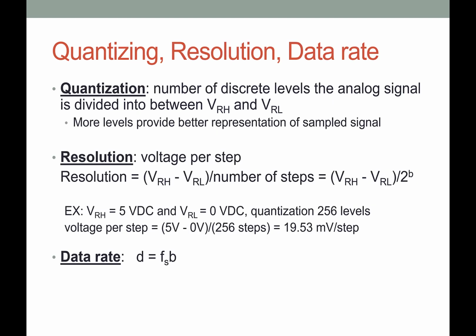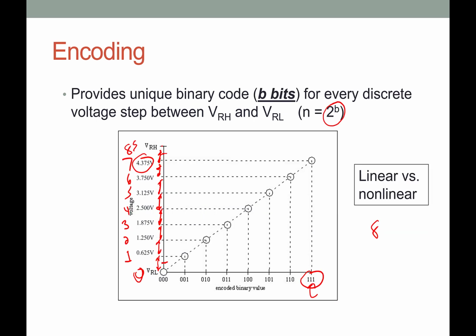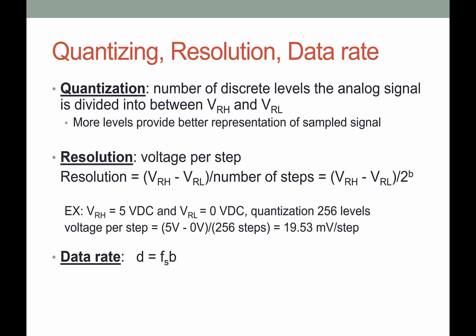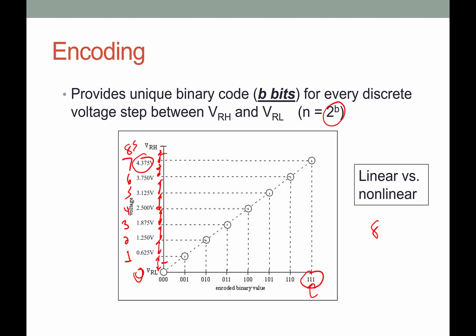So the quantization, resolution, and the data rate of our A to D converter go as follows. Quantization basically tells the number of discrete levels the analog signal is divided into between VRH and VRL, and more levels provide better representation of the sampled signal. You could see that we have 8 levels there. Our resolution here is the voltage per step, and that's VRH minus VRL over 2 to the B. Well, that's this 0.625 volts right there in this case.